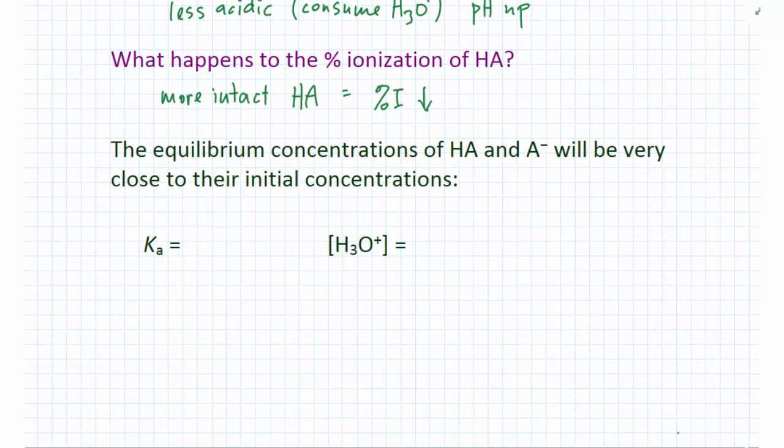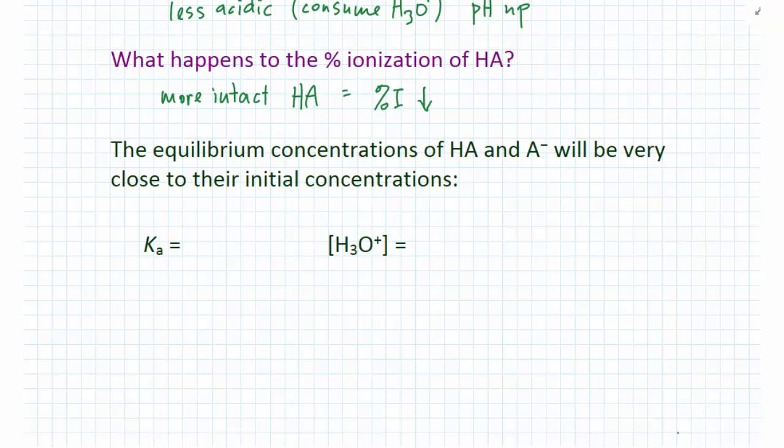So what we end up with is equilibrium concentrations of the acid and its conjugate base very close to their initial concentrations. If percent ionization is low, that's when we can make assumptions about original conditions. That was our X is small assumption. If there's low percent ionization, then we don't need to subtract the concentration from the original. We just say what the original concentration was.